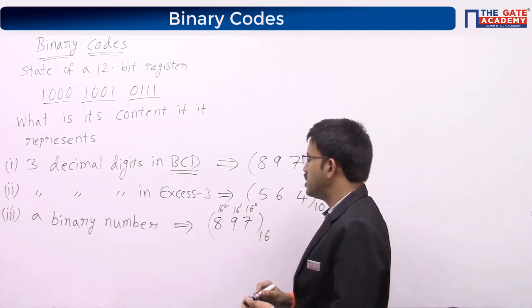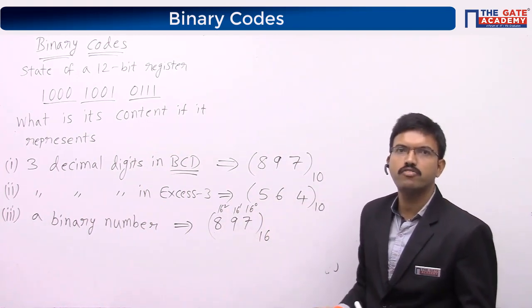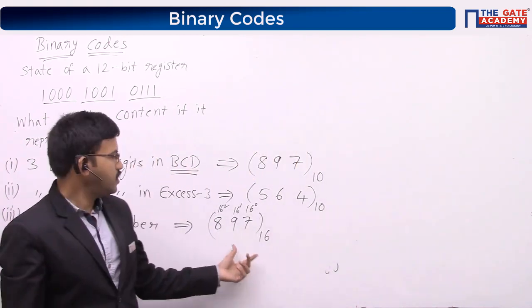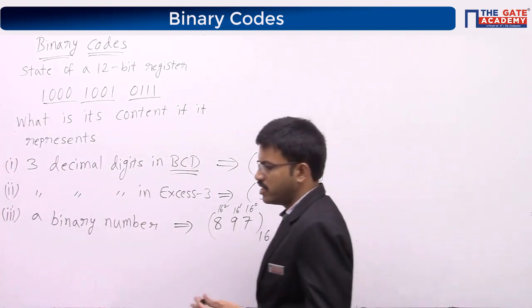Multiply each digit with the respective position weight and add. You will get the equivalent value. How much are you getting? This one? Yeah, 2199. Correct.